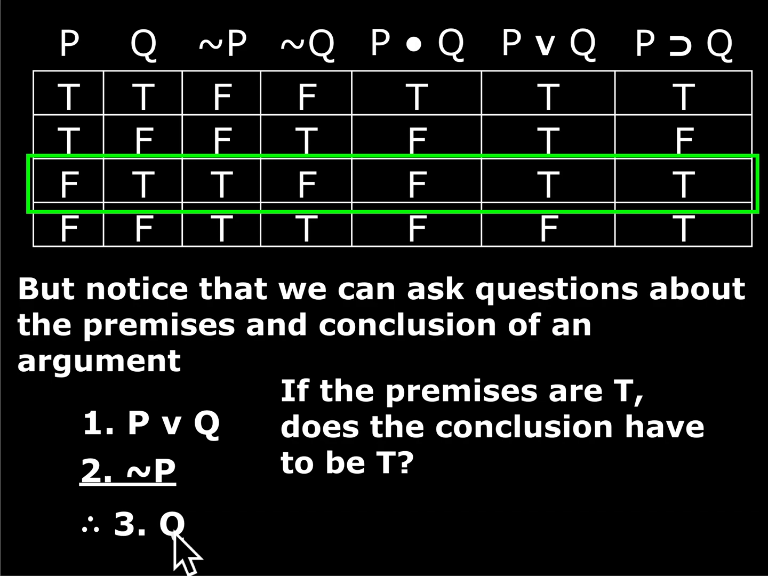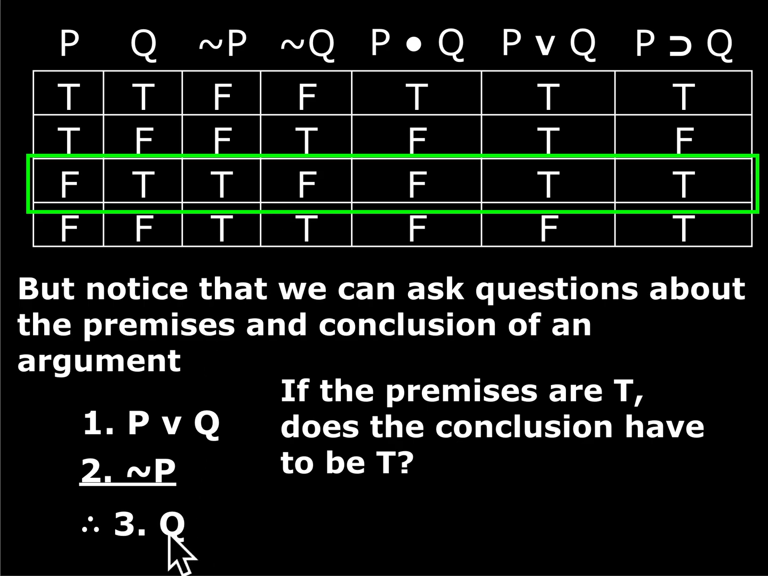Well, what are the rows where the conditions are met? P or Q, that's going to be true on 1, 2, and 3. Okay. Not P, that's here. That's only true on 3 and 4. Right? So I won't do the two boxes to see where they intersect, but you can see that in order to make both of these conditions true, we're restricted to row 3 here. So row 3 is representing the situation where all the premises are true.